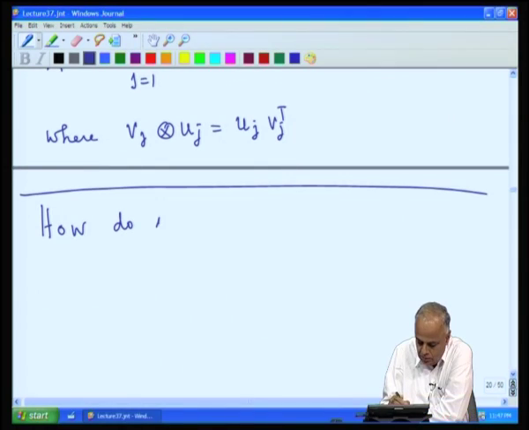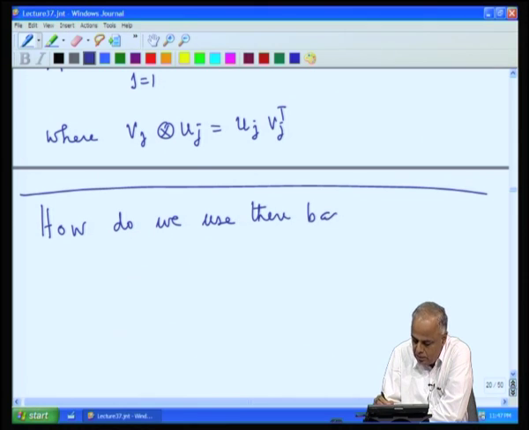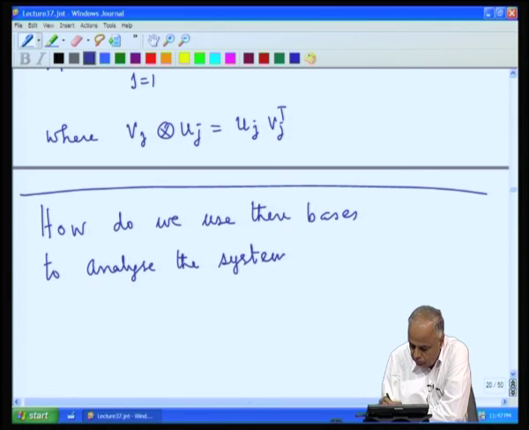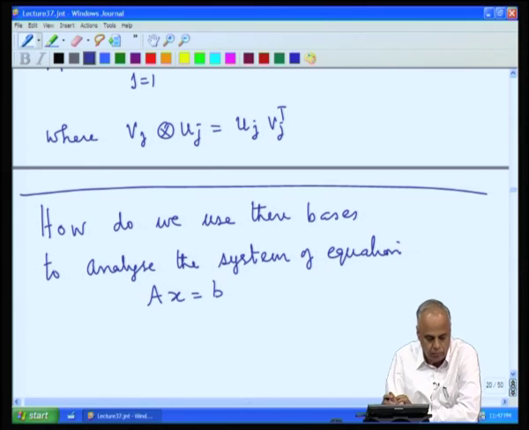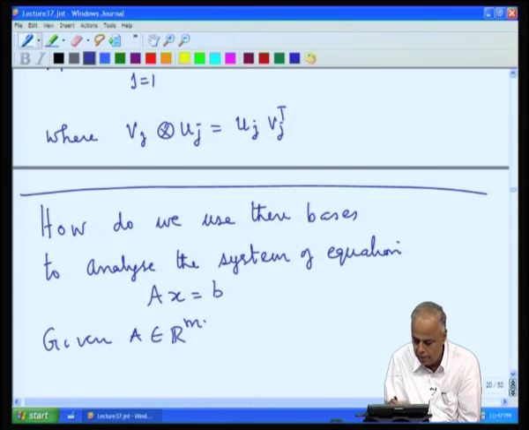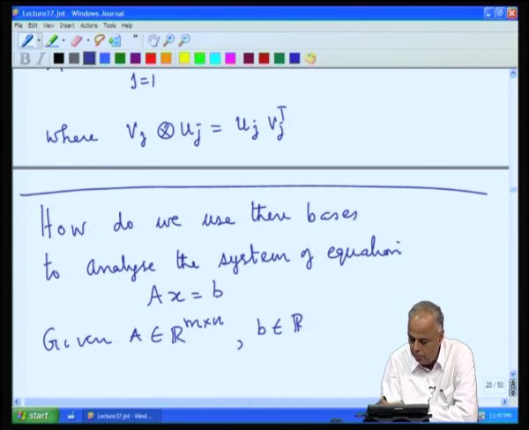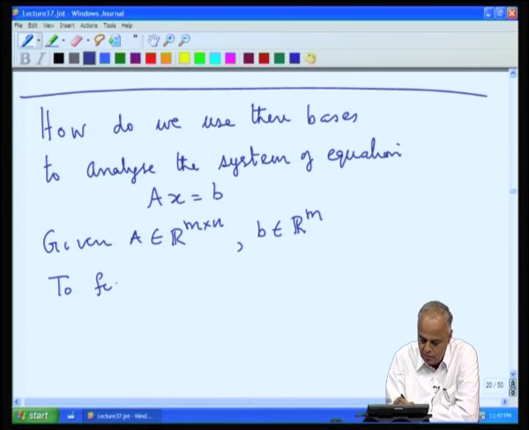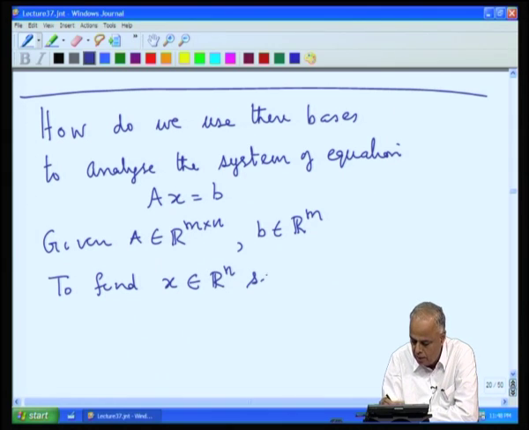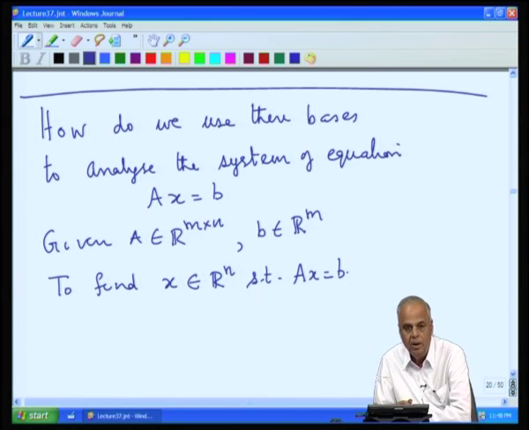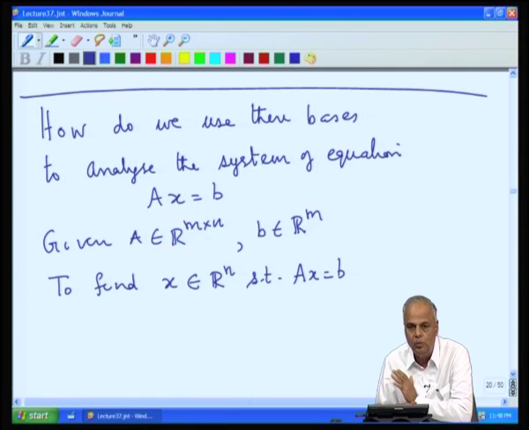Now, how do we use these bases we have chosen to analyze the system of equations A x equal to b? Remember, we are given A in R m cross n and b in R m. We want to find x in R n such that A x equal to b. This is our problem of the system of equations. Now, we are going to use the basis that we have chosen in order to analyze the system of equations.